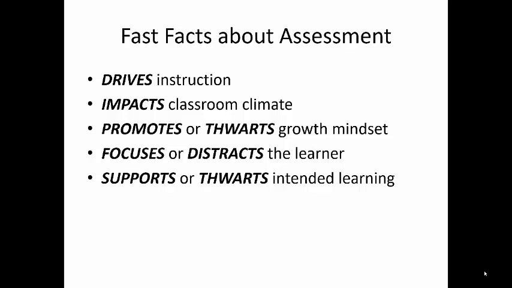So some very simple examples. A child who is assessed periodically in reading proficiency, for example, and is assessed solely on the speed of their reading, might come to perceive that reading quickly is what reading is about, and as a consequence lose their focus on comprehension. Assessment can support or it can thwart the intended learning.